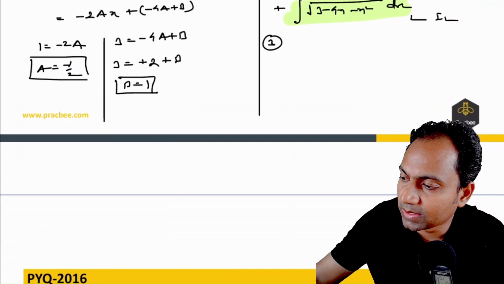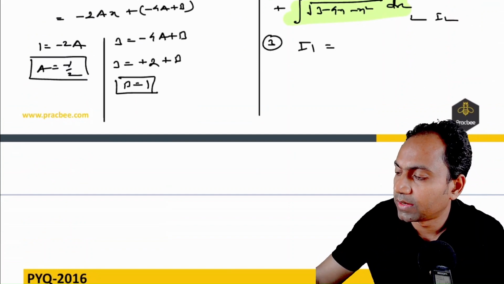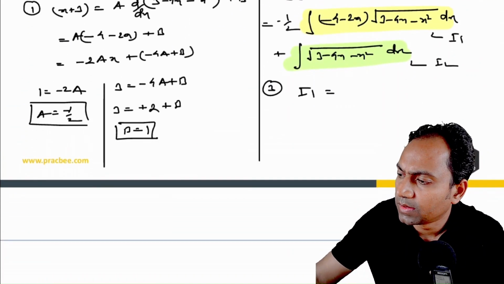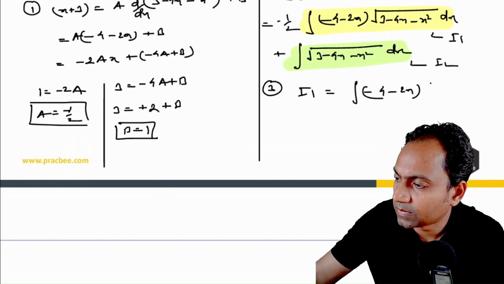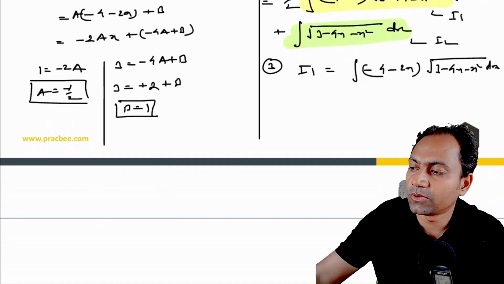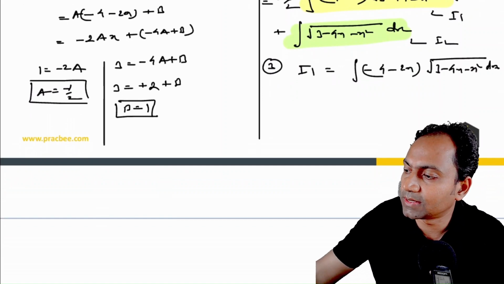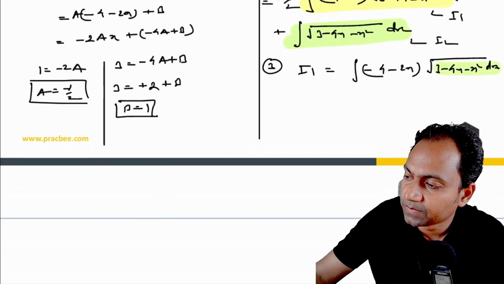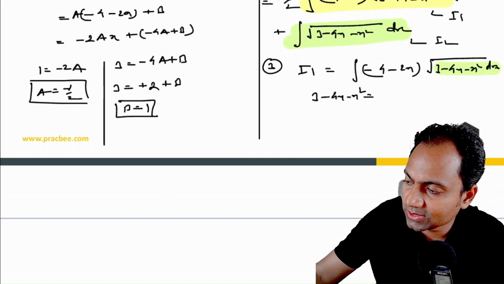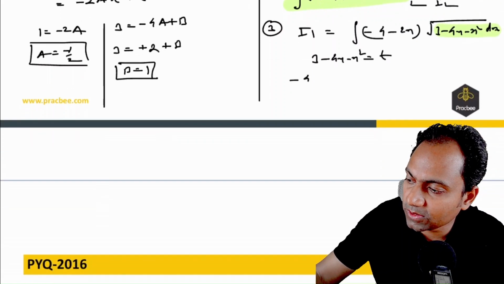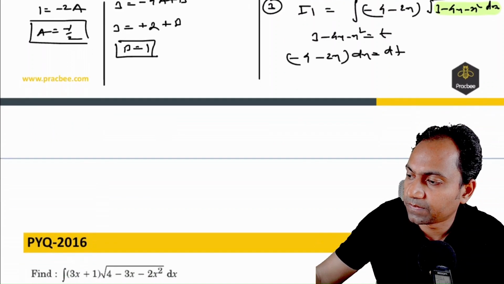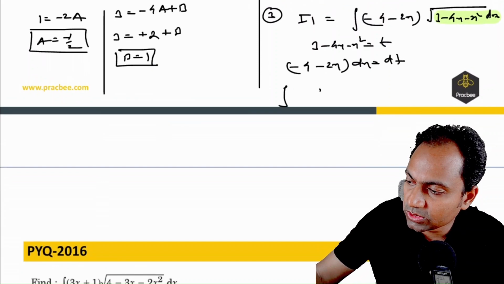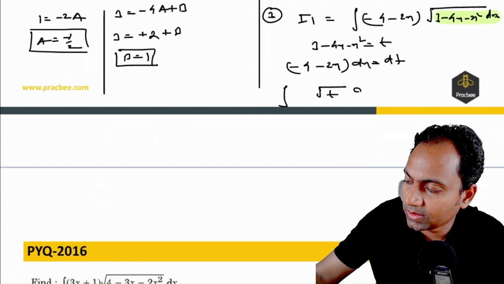So in the third part, if I take I1, it becomes nothing but the integration of (minus 4 minus 2x) times root of (3 minus 4x minus x squared) dx. So what I can do is take the quadratic written in the root as t. So 3 minus 4x minus x squared, if I take this as t, this becomes nothing but (minus 4 minus 2x) dx is equal to dt.